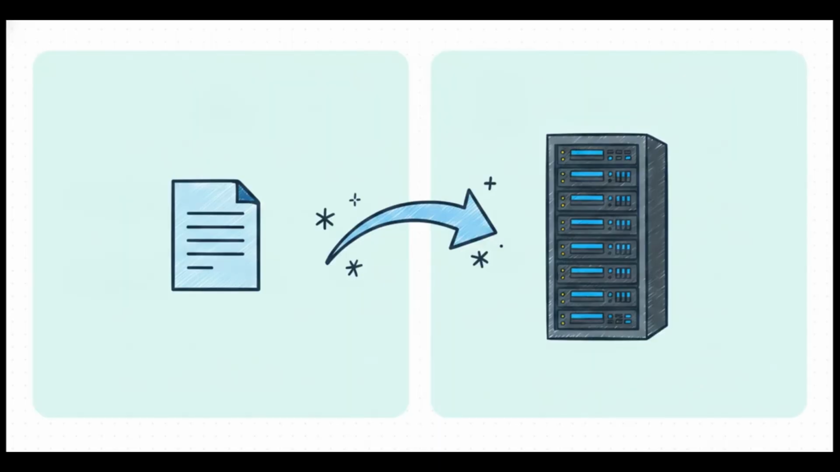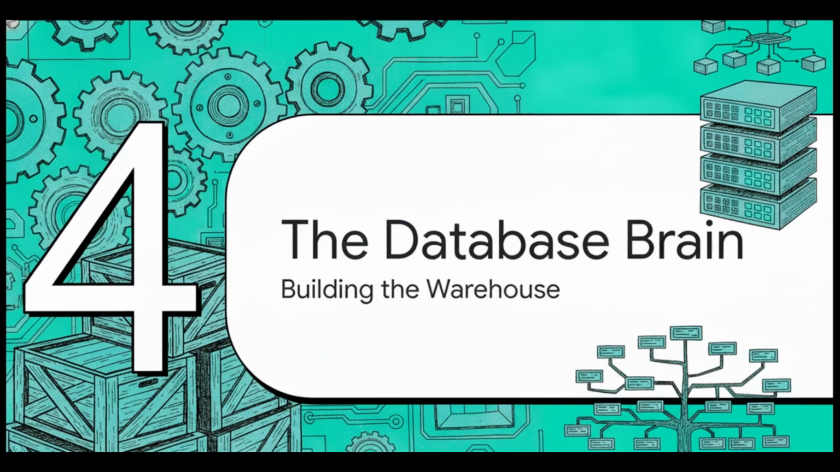But listen, as your application grows, you're inevitably going to hit a wall. While basic file handling is great for temporary, flat data storage, it just doesn't scale. If you've got thousands of users, searching through a simple text file is agonizingly slow, and honestly, incredibly insecure. That is exactly why we have to graduate to back-end databases. They give us that structured, scalable, long-term memory our app desperately needs. Which brings us to part 4, the database brain, building the warehouse.